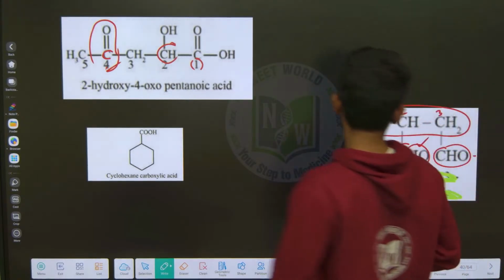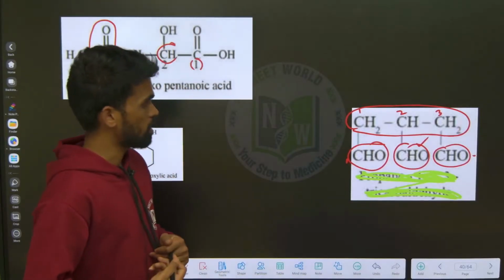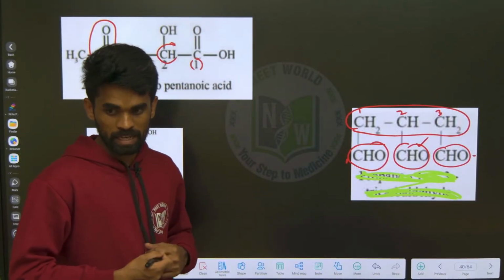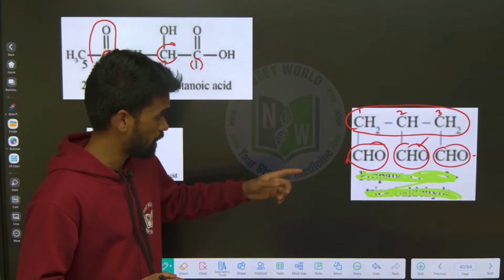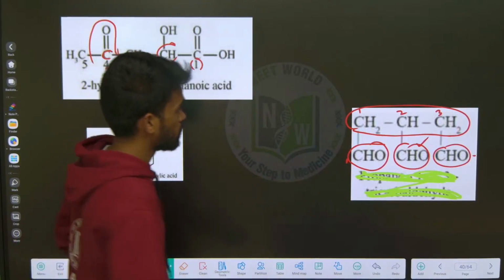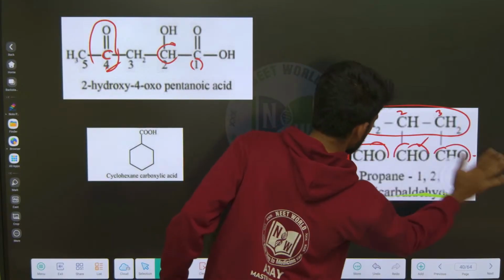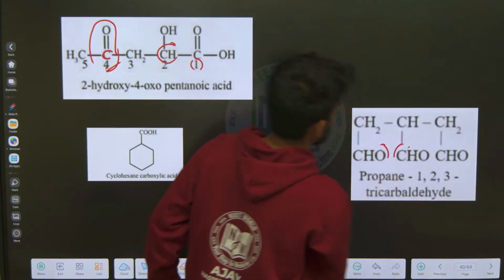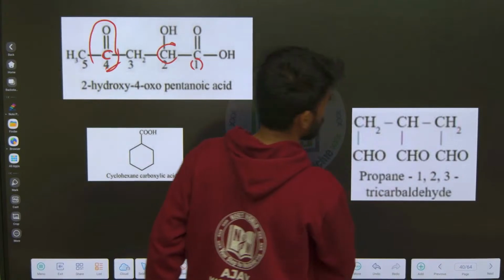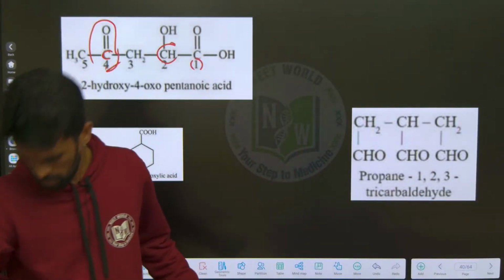So what is the name? Propane-1,2,3-tricarbaldehyde. How many carbaldehydes are there? 3. So you can write 1, 2, 3 carbaldehyde. Okay, so there is a question in PYQs similar to this. You can practice those.